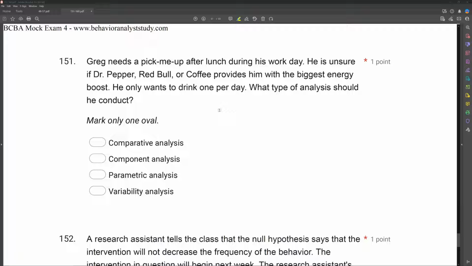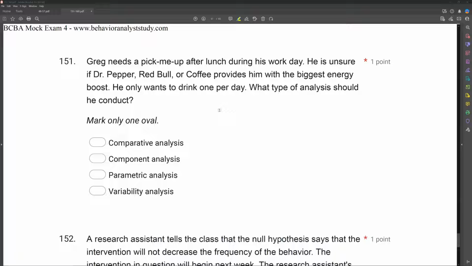With the component analysis, we actually have a treatment package, and we're going to look at each component of that treatment package individually and see what's effective or what is not effective, right? So we're analyzing each component of a package. And that's the main difference between the comparative analysis and the component analysis. Comparative, they don't really exist in a package together. With the component analysis, we have a full treatment package, and we're going to look at each individual item in that package one at a time.